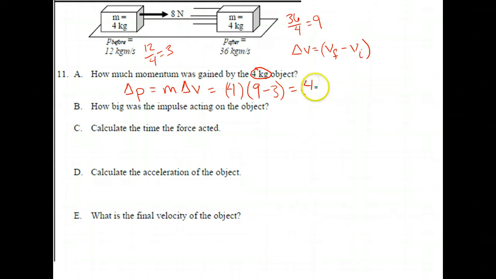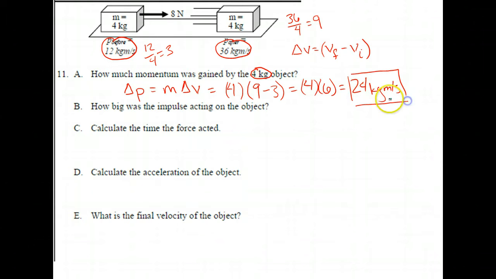So 4 times 6 is 24. Now there's another way we could do it, right? We could just take the p after minus the p before, the momentum after and the momentum before. 36 minus 12 gives us 24. So there are multiple ways to come up with that answer. I just wanted to do it a slightly different way to show you. But the easier way would just be 36 minus 12, right?